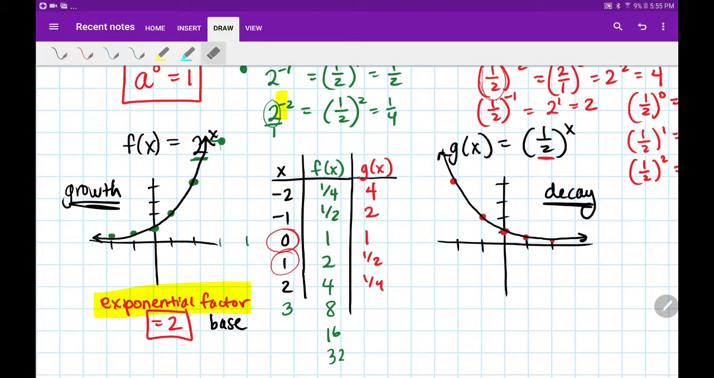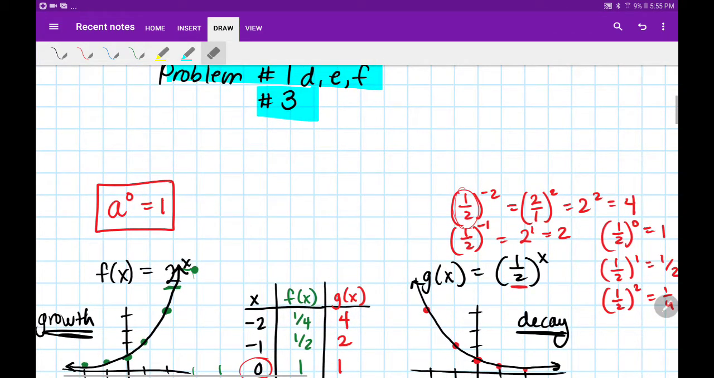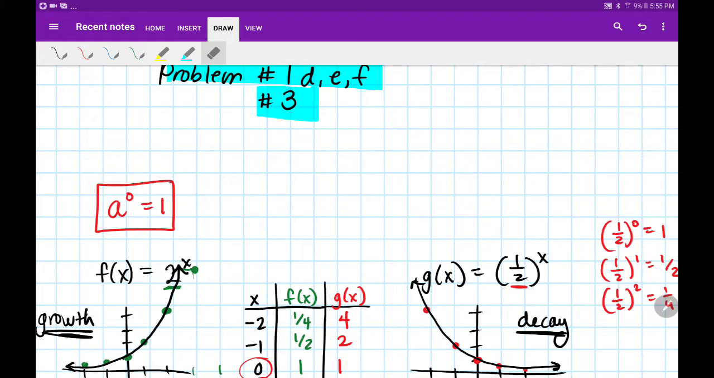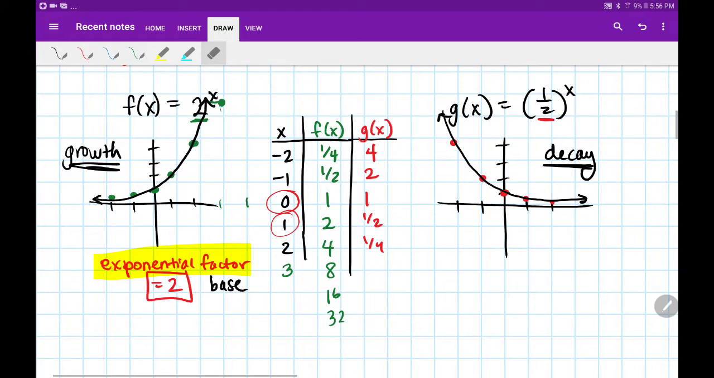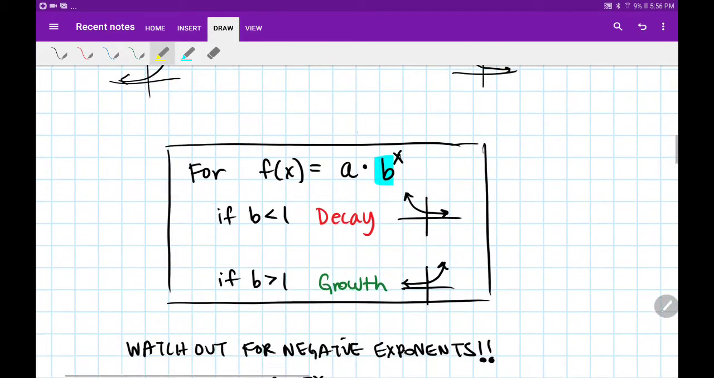And so what I want you to take away from this lesson is just this. Not all these plotting points. The plotting points is just what we do to see the shape of the graph for the very first time. But please understand this. The basic shape of the graph, which is either it's growing or it's decaying, is going to be determined by this number, the base. So here's what I need you to understand.